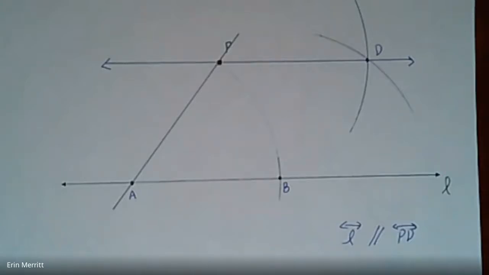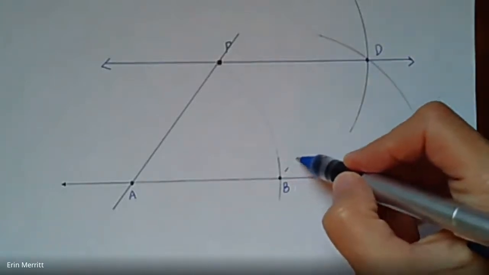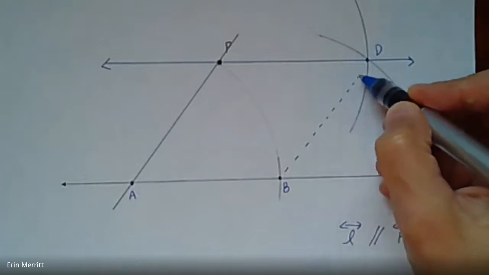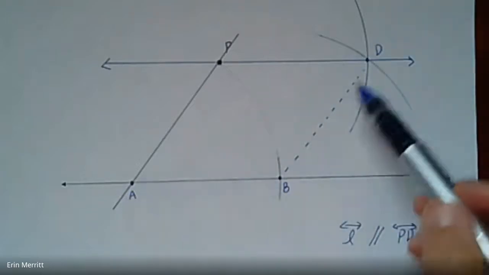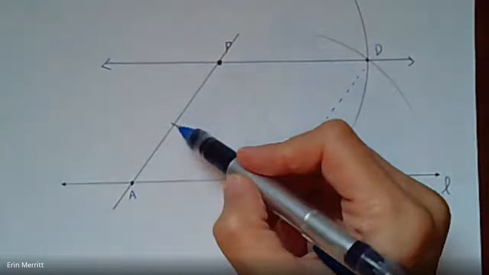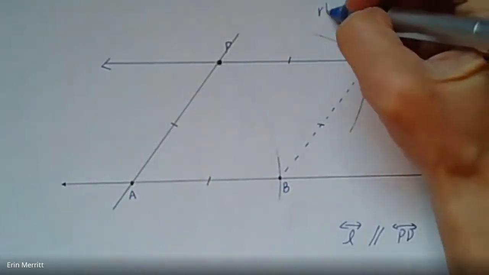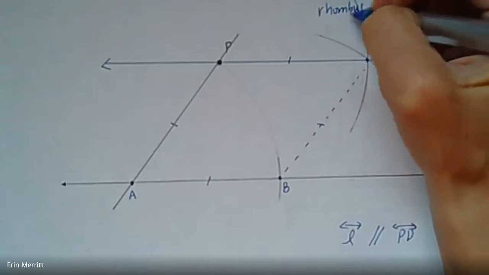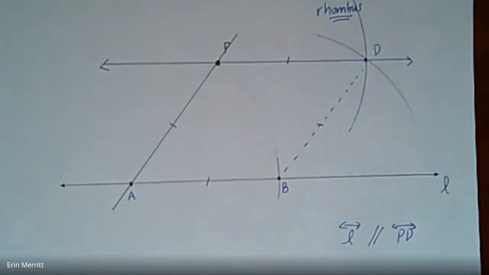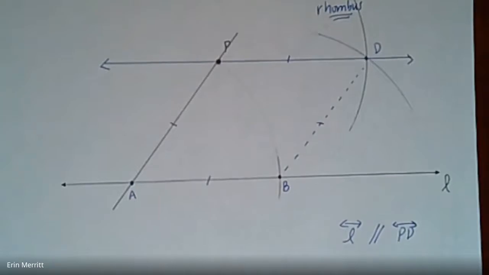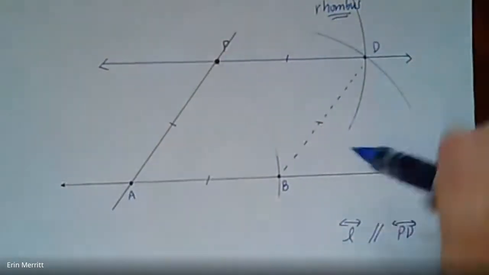The reason this construction works is, if I actually extended, and I'll just draw in a fake little line here, so that I'd have A, B, D, P, these four sides would be congruent, which makes this thing a rhombus. And the opposite sides of a rhombus are parallel. So that's actually what we constructed: we constructed a rhombus, and then we're using one of its properties.